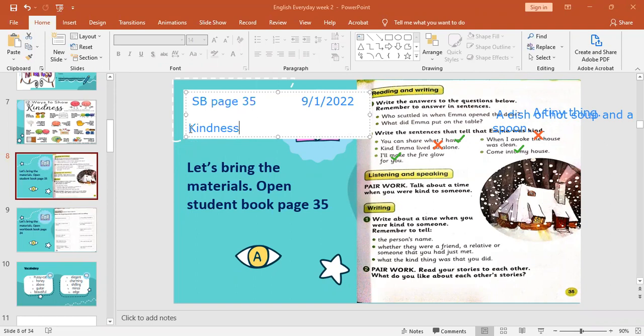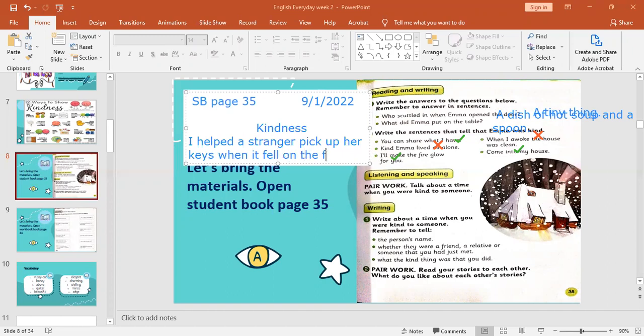Now we say, write about the time you were kind to someone. So I can write, I helped a stranger, because I don't know the person's name. I helped a stranger pick up her keys when they fell on the floor. Okay, so that is it.